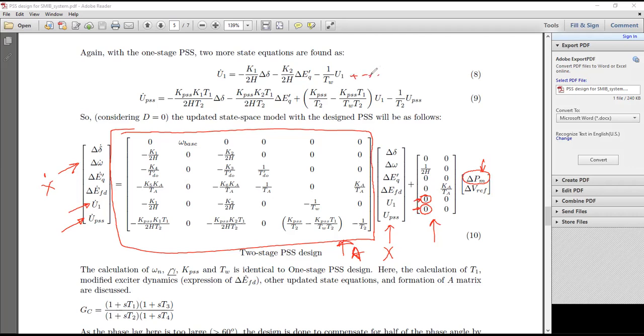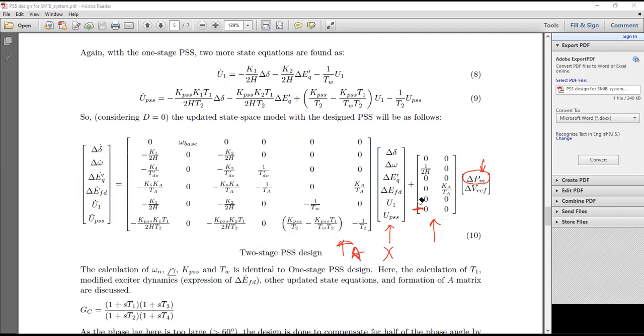Because there is some delta PM here, and similarly, because this is U1 dot and U1 dot was appearing in the expression of UPSS dot, this del PM will also carry over here, probably with some coefficients multiplied with it. So accordingly, these entries are to be updated here if you are considering non-zero del PM. Okay, so this is the single stage PSS, and similarly, you can continue the design process for the 2-stage PSS.